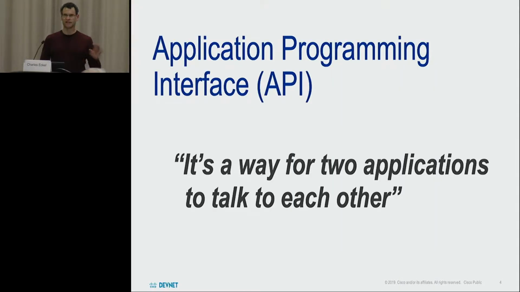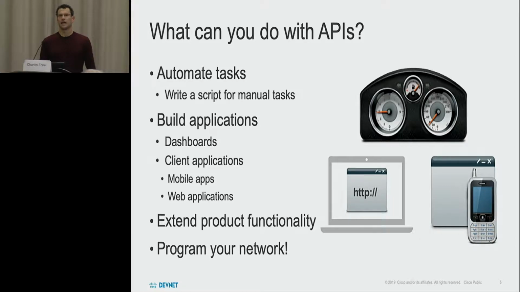So I'm just going to start from the ground up. First of all, what is an API? I've already mentioned it a few times. Application programming interface. Really just a way for two applications to talk to each other. And what APIs let you do is extend the functionality of something, or interact with it, or automate a task. You can build applications using APIs.